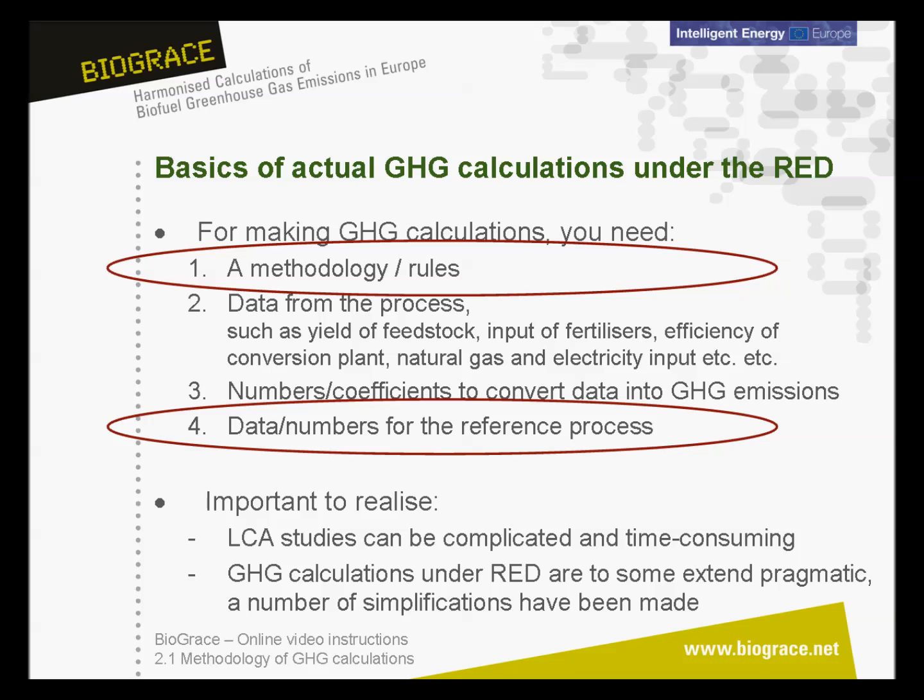As a result, some pragmatic choices and simplifications were made, as for instance the inclusion of default values and disaggregated default values in Annex 5. Another example of a pragmatic choice is that for greenhouse gas calculations under the RED, it is not required to make an LCA study of the fossil fuel pathways, which is the reference scenario for the LCA analysis. Instead, a predefined number, called fossil fuel comparator, can be used, to which I will come back in a moment.